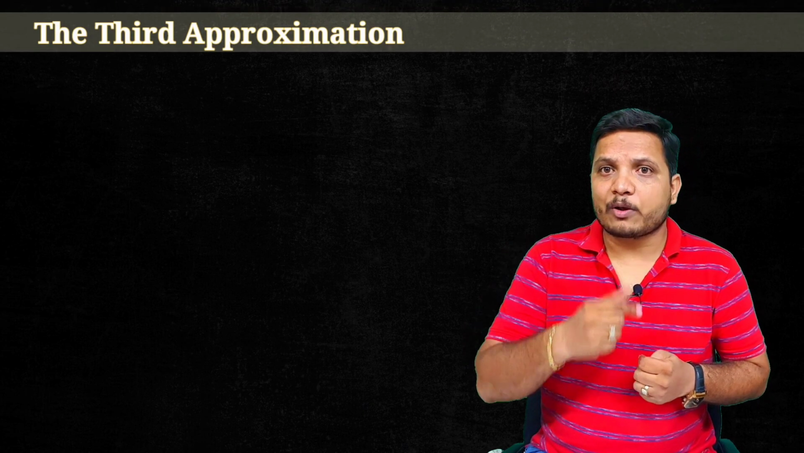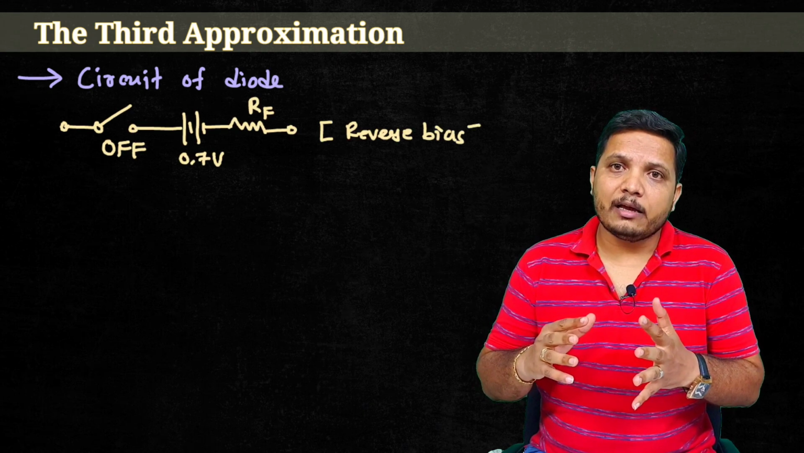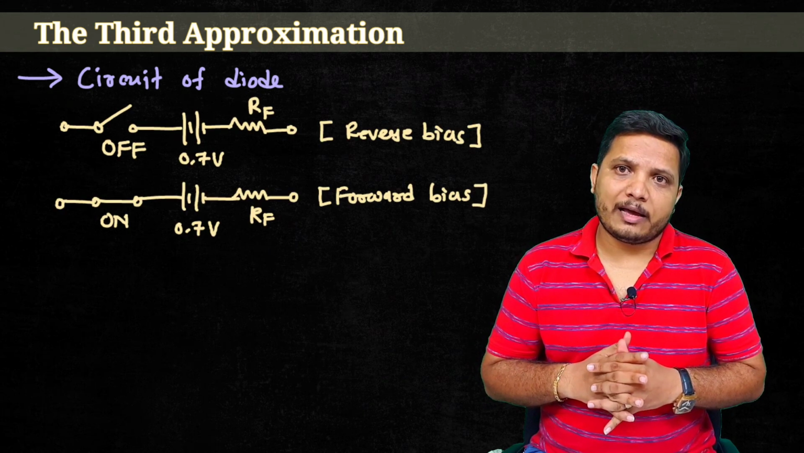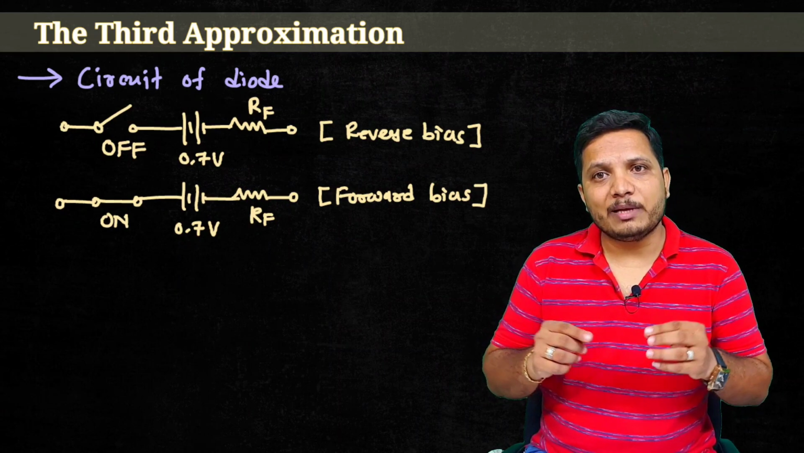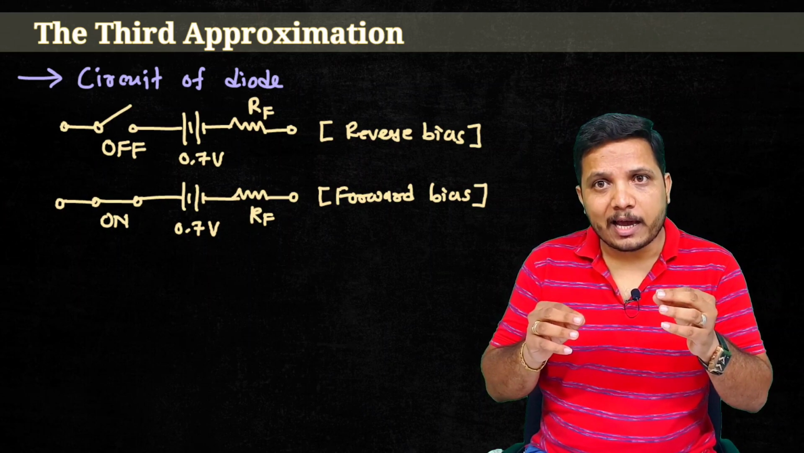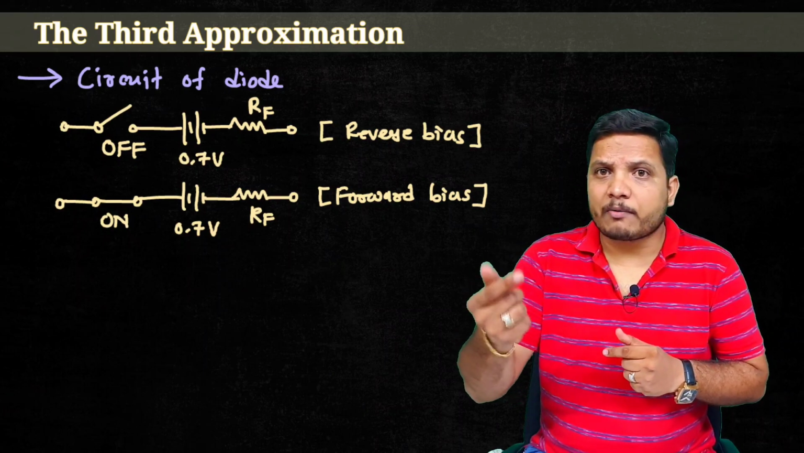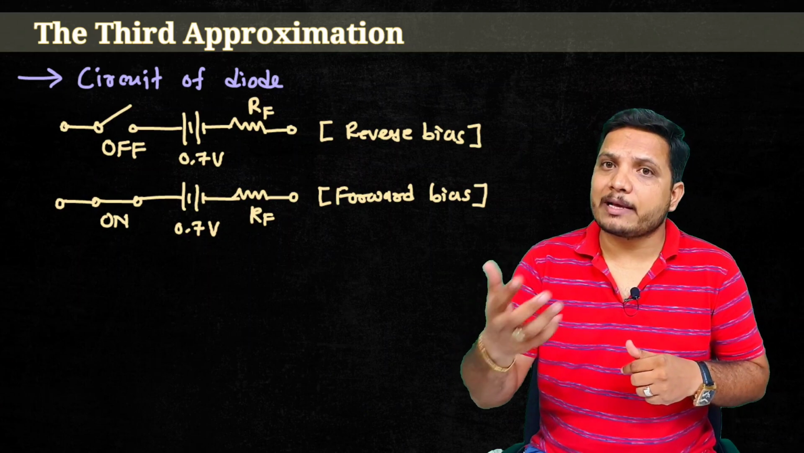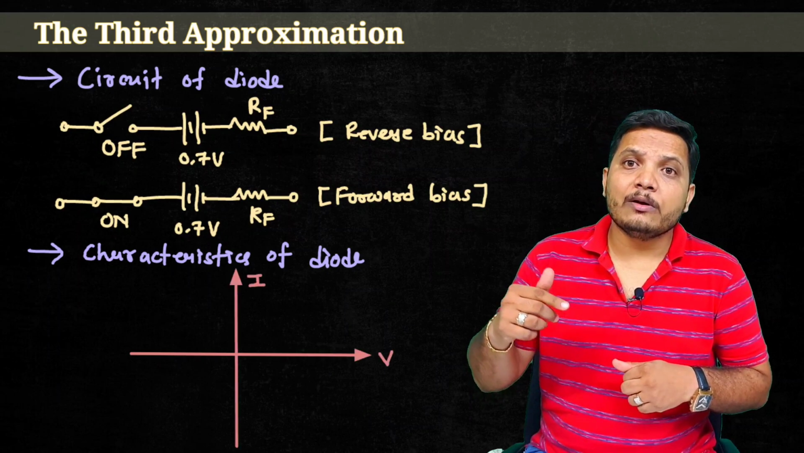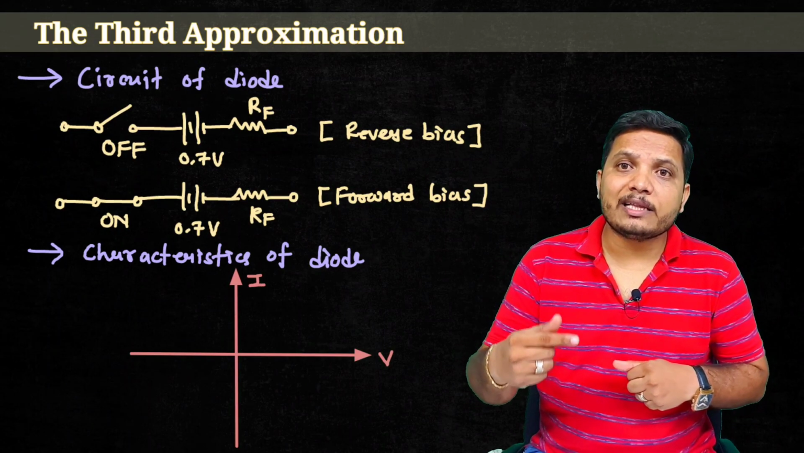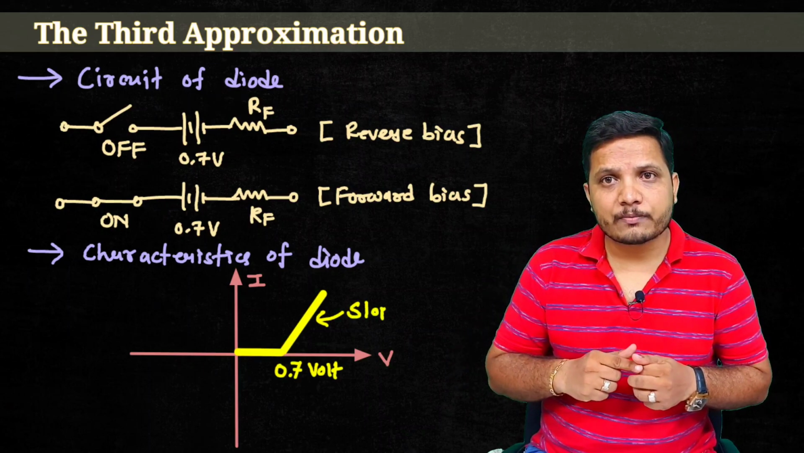Now let us have the third approximation. In the third approximation we have a resistance of the diode as well as a battery and a switch. So the equivalent circuit of the diode will be a switch, battery and resistance, right? There will be a forward resistance when you have the forward bias condition. When you have forward bias you have to give greater than the potential barrier voltage, and only then will there be flow of current. For silicon you have to give greater than 0.7 volt.